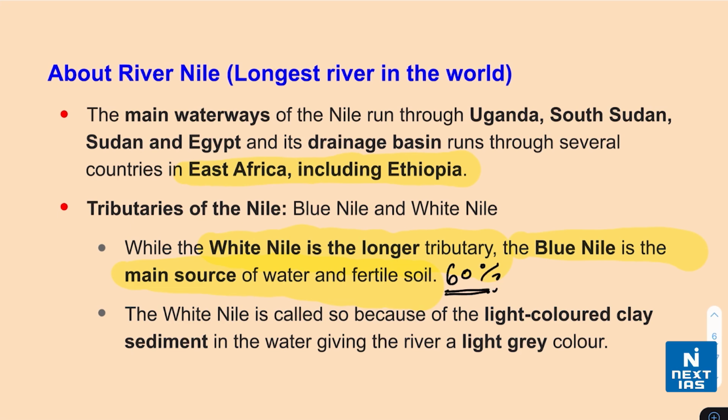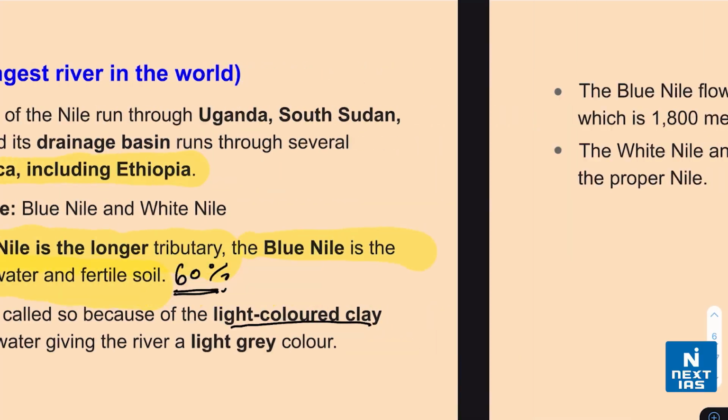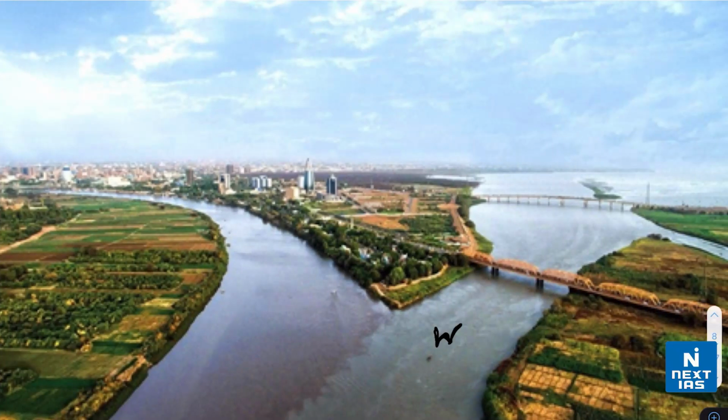The White Nile is called so because of the light colored clay sediment in the water that is giving the river a light grey color. So as you can see, the White Nile is nearly light colored as it has light colored sediments in the river, whereas the Blue Nile has majorly grayish or a little bit darker sediments. Therefore, it is known as Blue Nile.